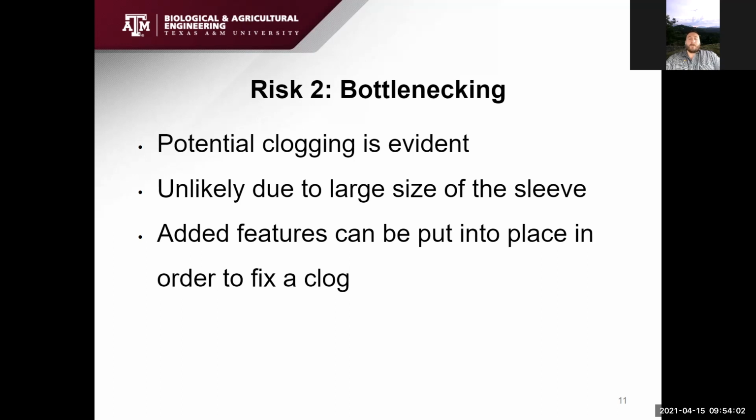If it was smaller, it would bottleneck. And added features can be put into place. This would be something that United Ag, they use it for a while and they come back to us and say, hey, the sides of this aren't strong enough, or we need to add some structural supports to beef it up a little bit to make sure it doesn't cave in and create a bottleneck that would clog grain and take more time.